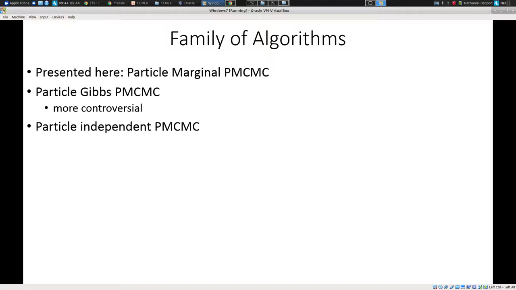Now as I said, it's a family of algorithms. What I'm going to be talking about is something that's technically called particle marginal MCMC, or PMCMC. It's one of three techniques presented in the seminal paper whose reference you can find in the background information for this bootcamp. It's a paper by Andrieu and Doucet, I believe, are the two authors.